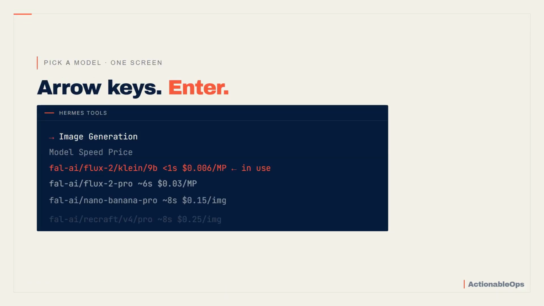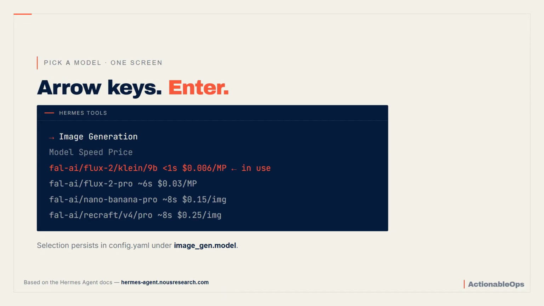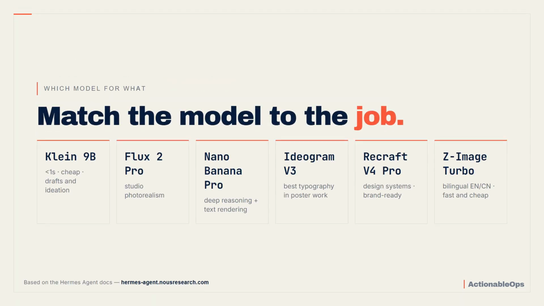Picking a model is a one-screen menu. Run hermes tools, pick image generation. You get a column-aligned table of the 9 models, with speed, strengths, and price. Arrow keys to navigate, enter to select. Your pick is saved to config.yaml under image_gen.